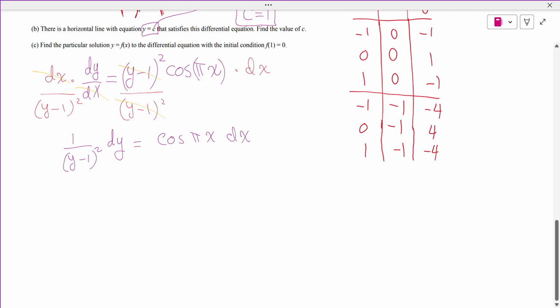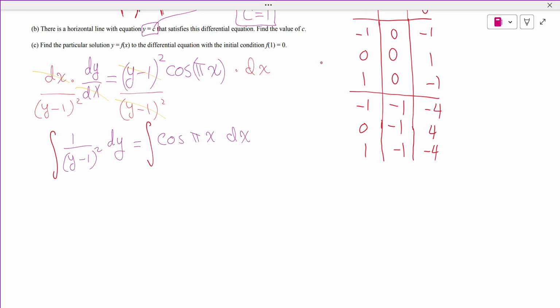After separating the variables, now you can integrate both sides. We are looking for the particular solution, so we need to integrate. Now in both sides we have to use u substitution.